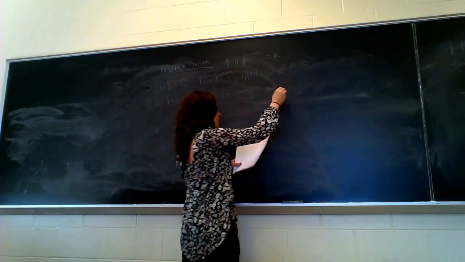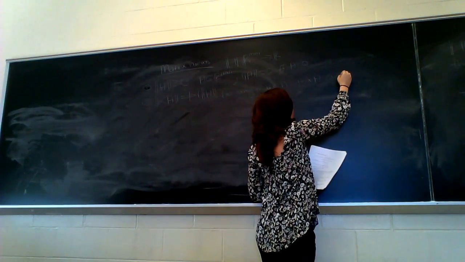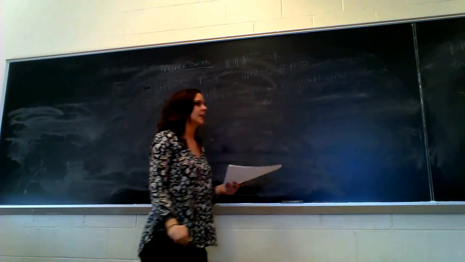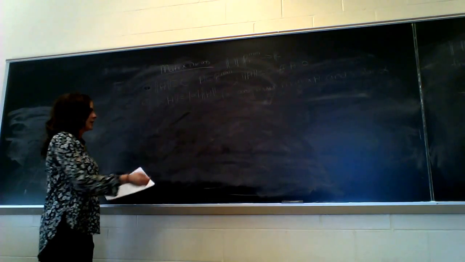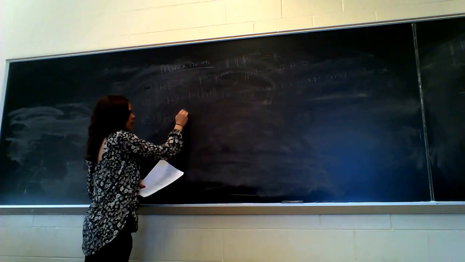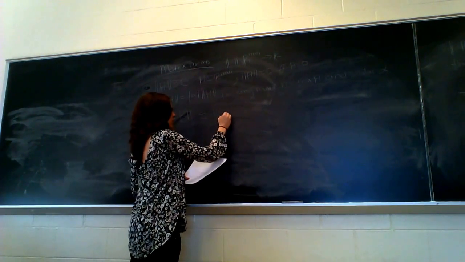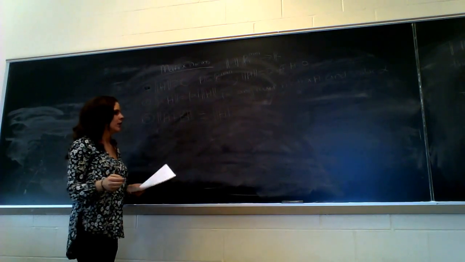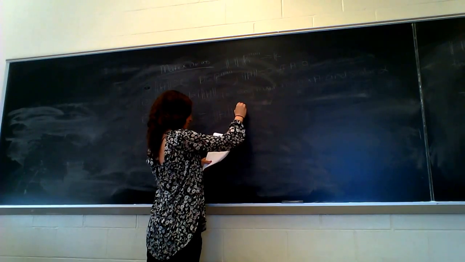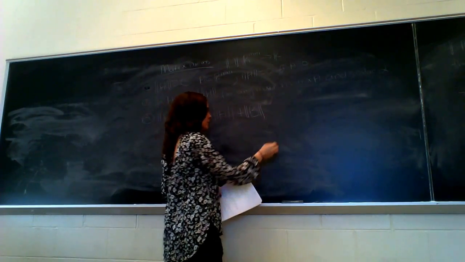For any n by n matrix A and any scalar alpha. And then lastly, of course, we have the triangle inequality for matrix norms. It just says that the norm of A plus B is less than or equal to the norm of A plus the norm of B for any matrices A and B.